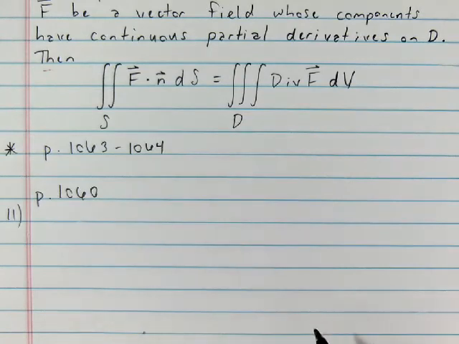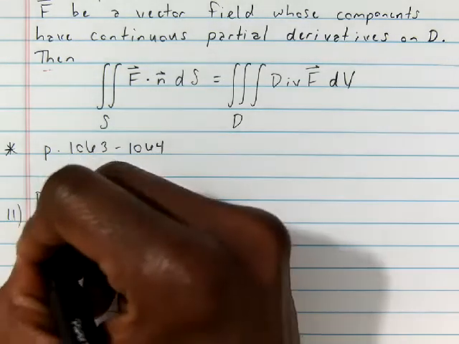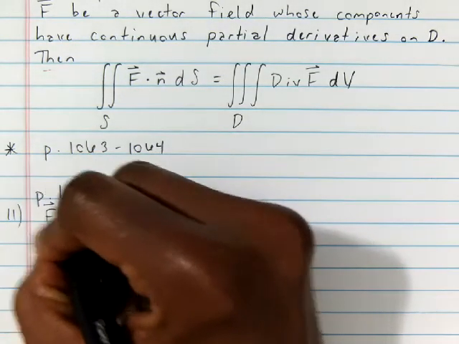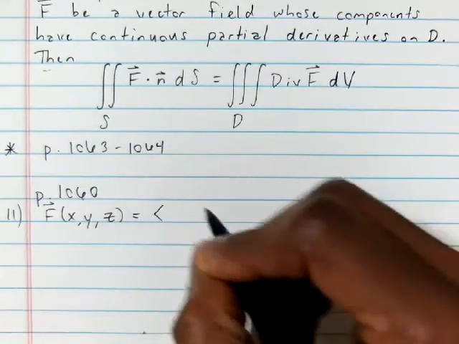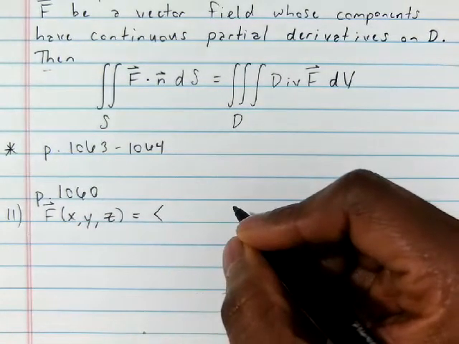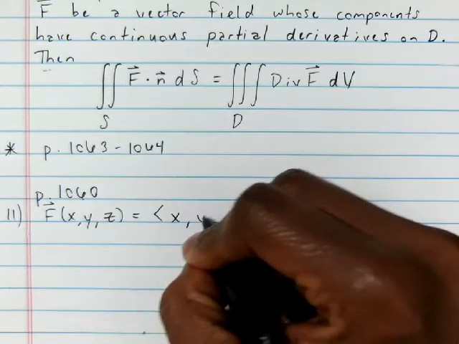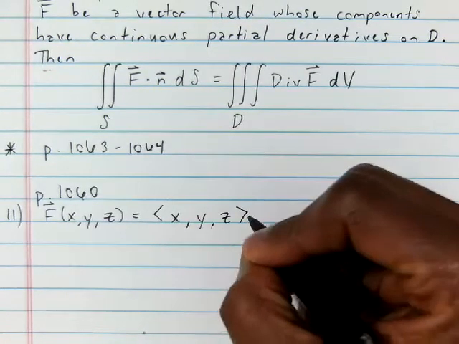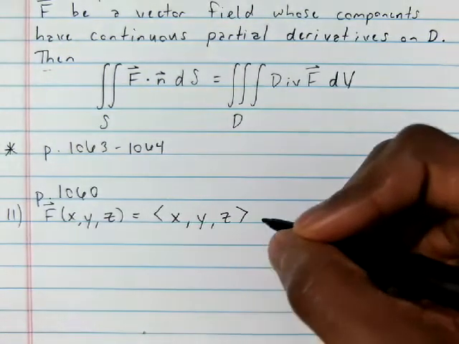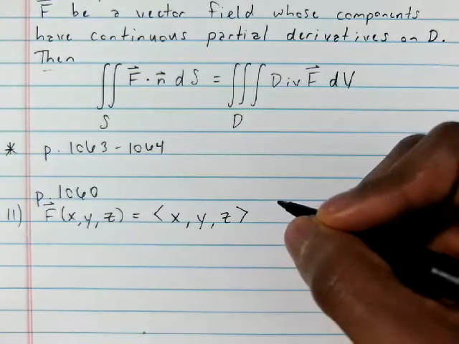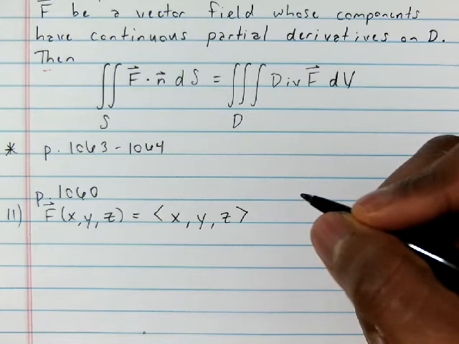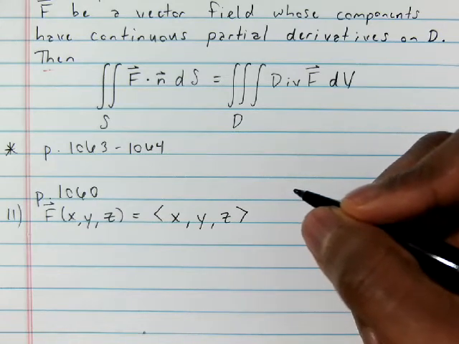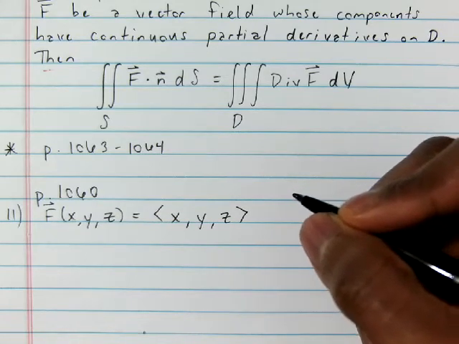All right, so our vector field for 11 is F of x, y, z equals xyz. And they say that sigma is the boundary of the solid region in the first octant that is inside the cylinder x squared plus y squared equals 1, and between the planes z equals 0 and z equals 1.